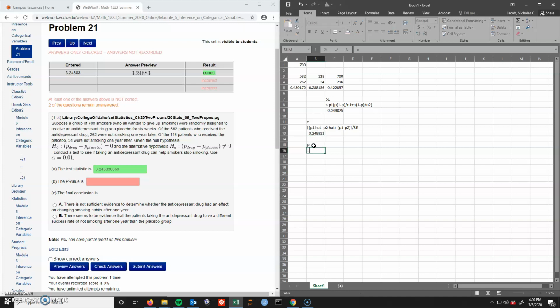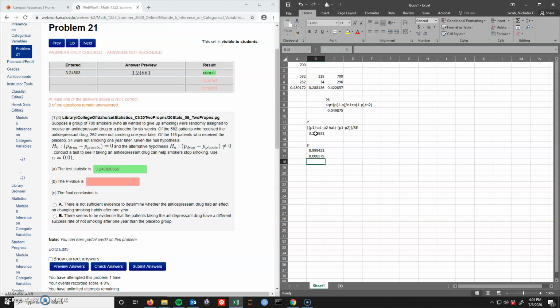To do that, we use norm dot s, I need a dot, not an I, and we're going to use the distribution one. We're going to tell it yes, we want that to be true. And it gives me a big value. Remember, I have a positive z-score, and I actually want everything in the tail. So I'm going to do 1 minus that value.